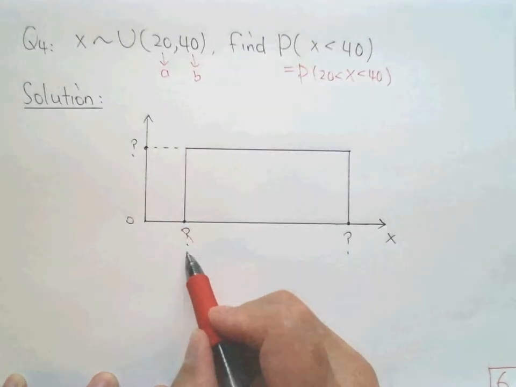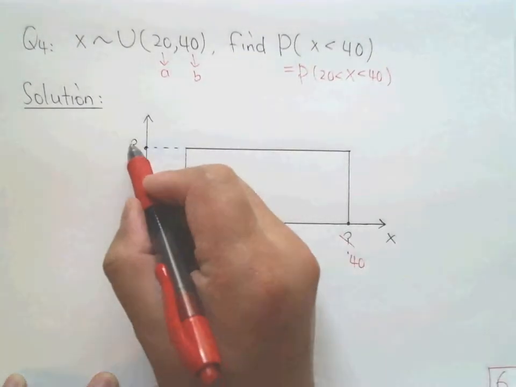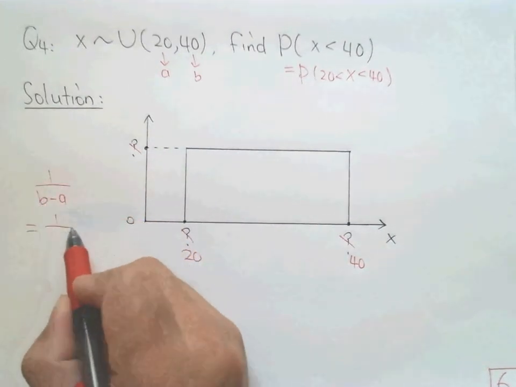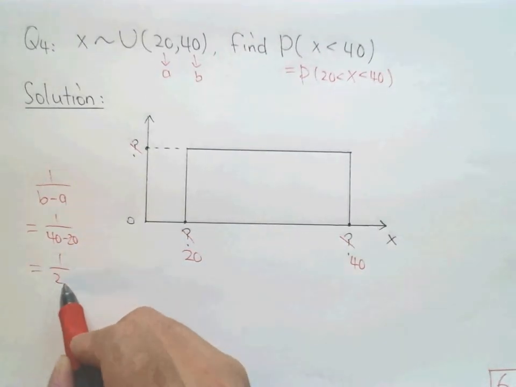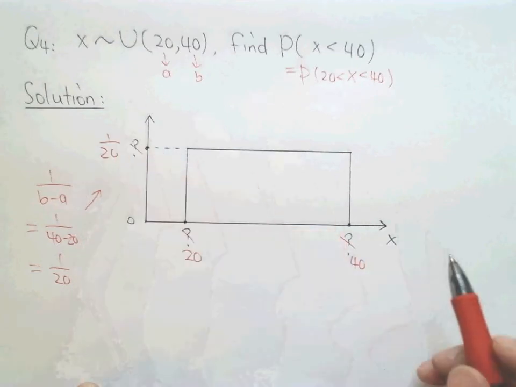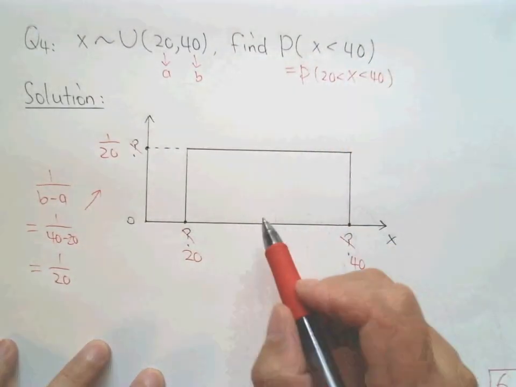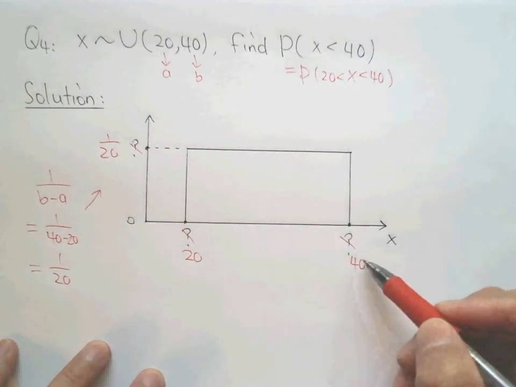Okay, and this is A, this is B. I'm going to figure this A is 20, this B is 40, and this question is 1 out of B minus A, which is 1 out of 40 minus 20, is 1 out of 20. Good. So I put the number 1 out of 20. See, the first step. The second step, x less than 40.